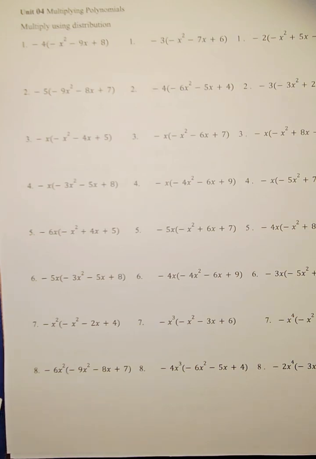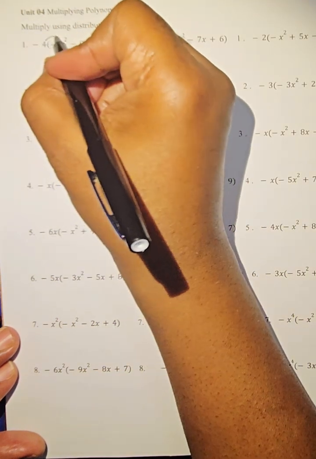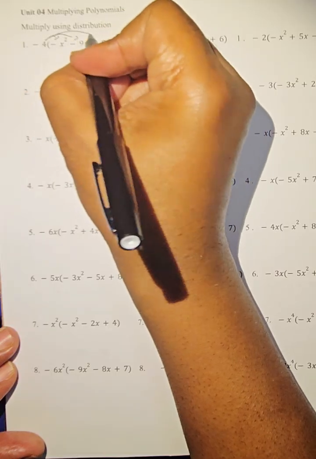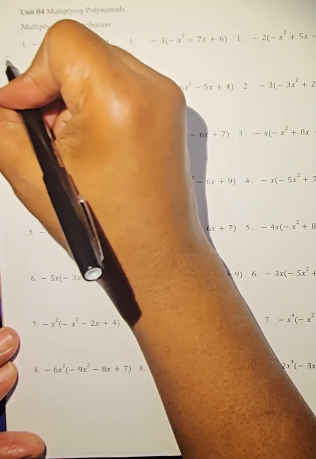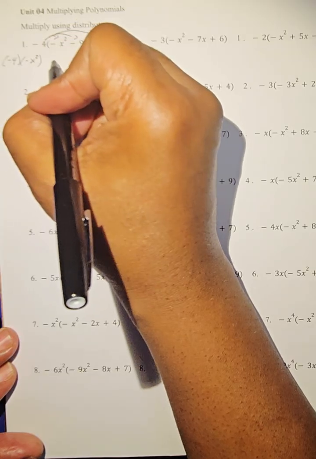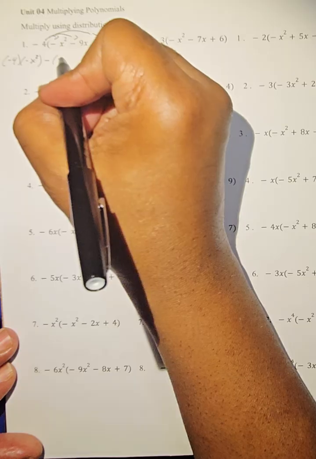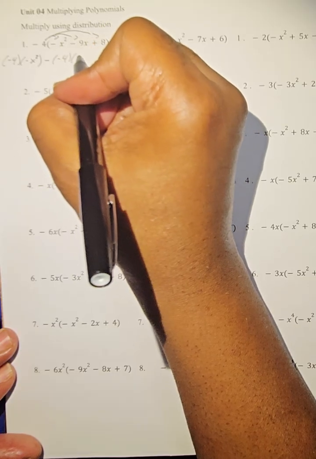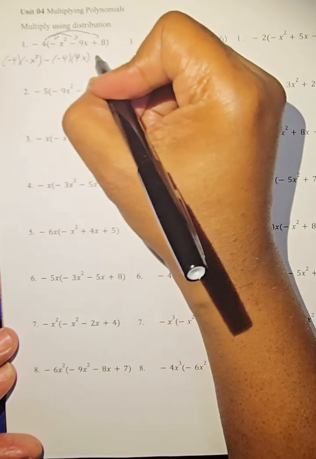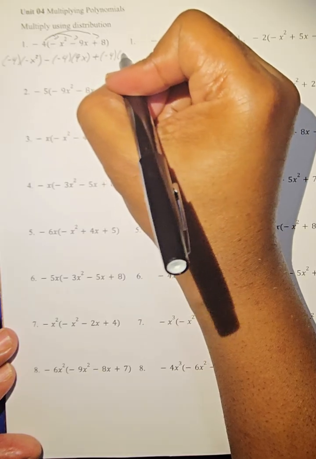Distribution. This time we'll be multiplying through by a leading term that is negative. Okay, so the negative 4 will distribute here, here, and here. So this will be a negative 4 times a negative x squared. Next we have a negative here, and then this will be a negative 4 multiplied with a 9x and a positive, and this will be a negative 4 multiplied with an 8.